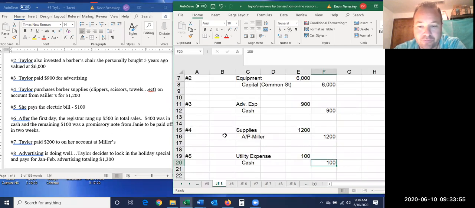And then my journal: I debit the utility expense for the $100, and then come down and indent the credit account. I'm crediting cash because I'm getting rid of some cash, $100.